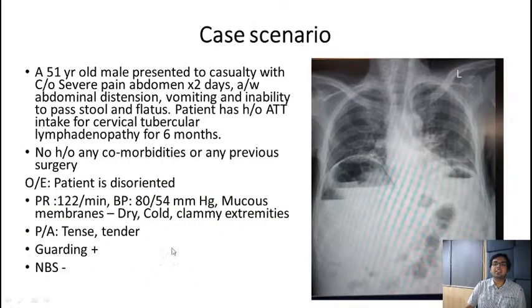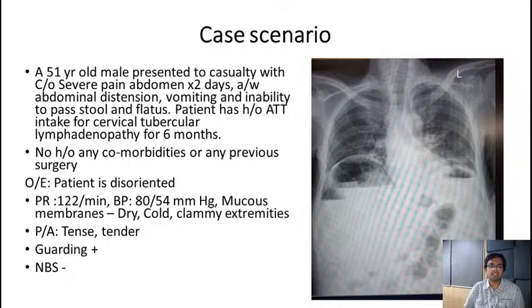Now let us discuss a case scenario of a 51-year-old male presenting to the casualty with complaints of severe pain abdomen for the past 2 days. This pain abdomen is associated with abdominal distension, vomiting, and inability to pass stool and flatus. Patient has history of ATT intake for cervical tubercular lymphadenopathy for the past 6 months, and he has no other comorbidities or history of any previous surgery.